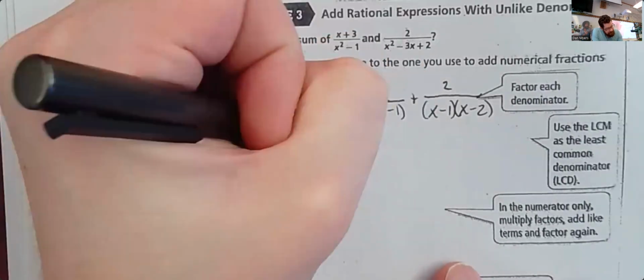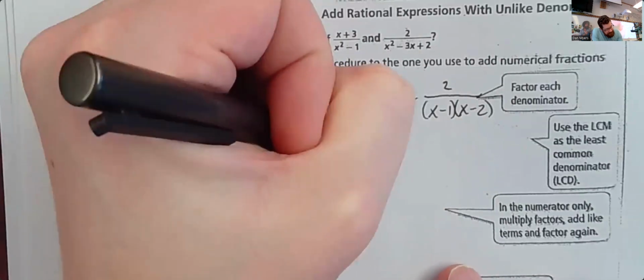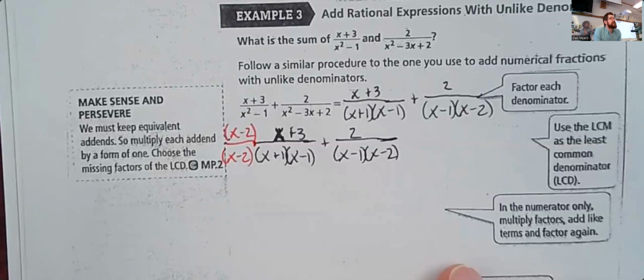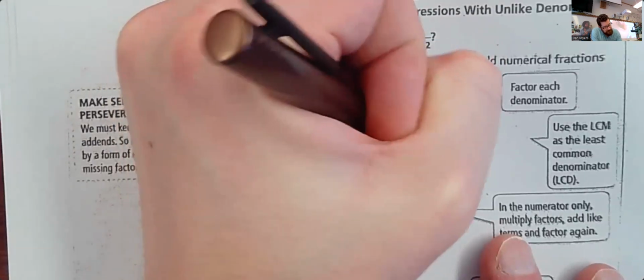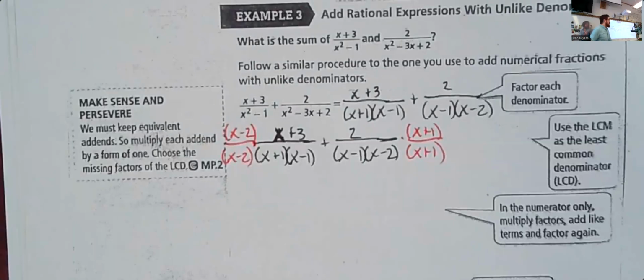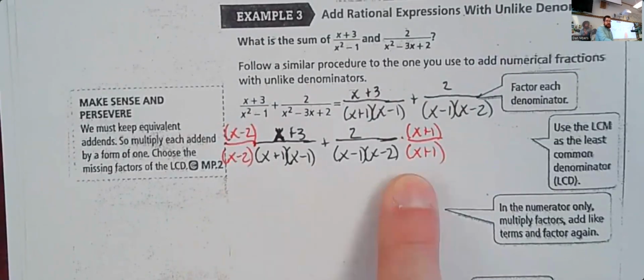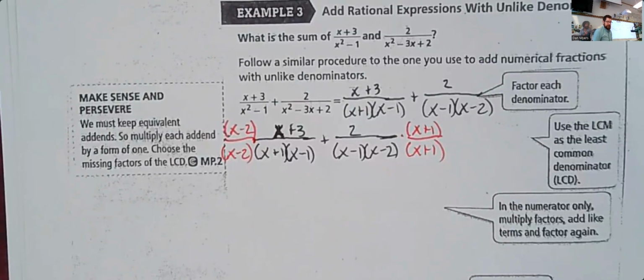Now the 2. X minus 1 times x minus 2. What do we have to multiply this fraction by to get our common denominator? X plus 1. Good. So top and bottom, numerator and denominator get multiplied by x plus 1. Doing that gives us the same 3 binomials on each denominator, which creates a common denominator. Everybody okay with that? This is where we're at so far. Any questions on this at this point?